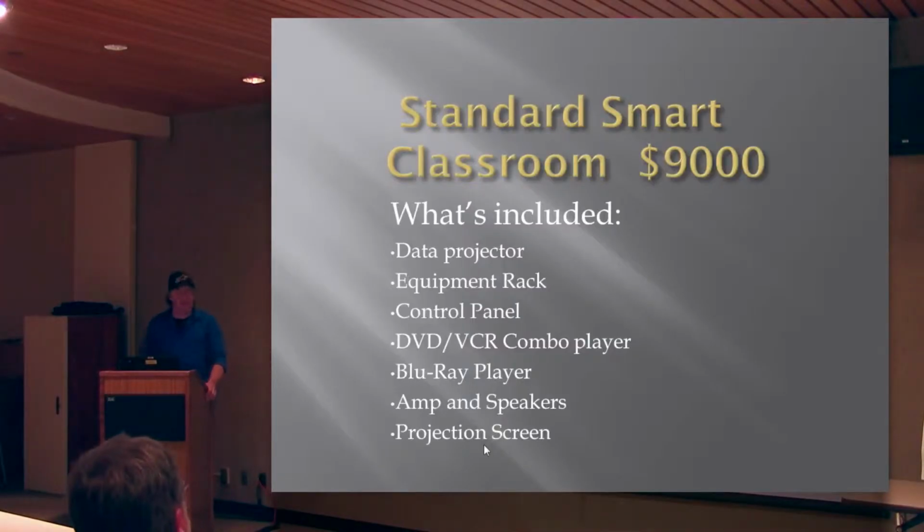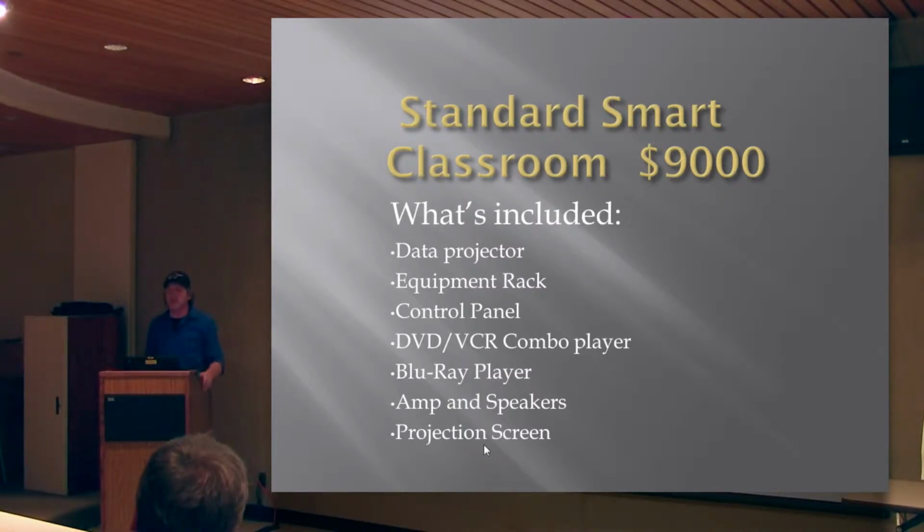So this is our basic smart classroom. It's in the capital equipment guide, $9,000. This is our standard classroom that we install, and this is basically what you'll get if you ask for a smart classroom. What's included is a data projector, equipment rack, control panel, DVD VCR combo, Blu-ray player, amp and speakers, and a projection screen if you need one.